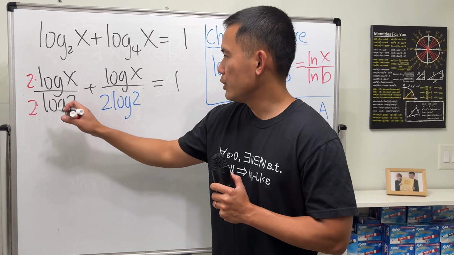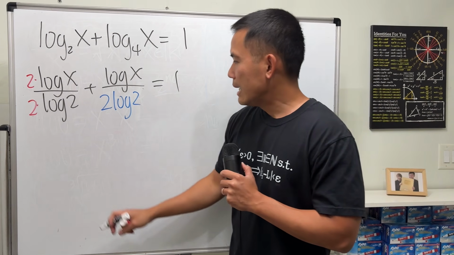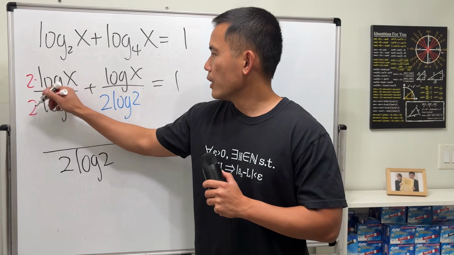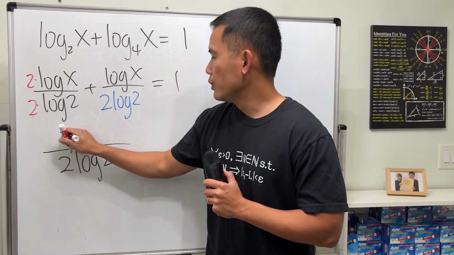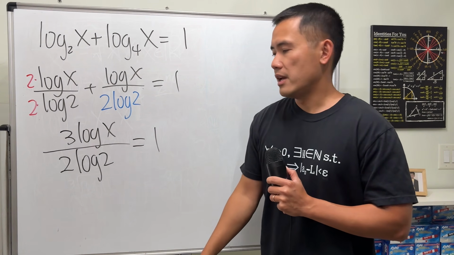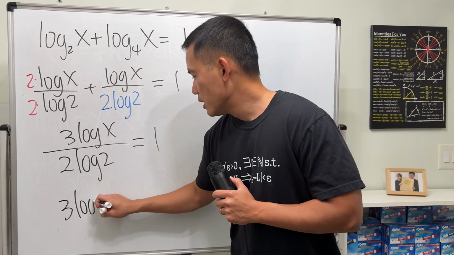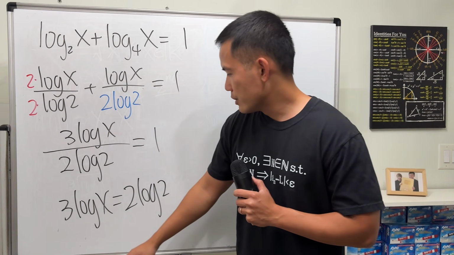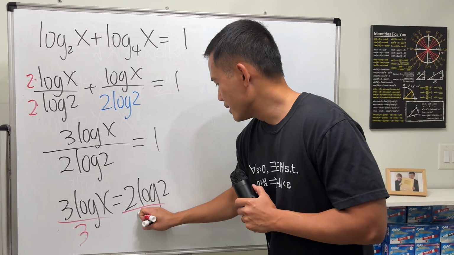And you can combine them, depends on how you want to approach it. I'm just going to put them together. The denominator is 2 log of 2. Well, the top, here we have 2 log of x plus 1 more log of x. So altogether, we have 3 log of x, and that's equal to 1. And then we can just multiply both sides by the denominator. So we get 3 log of x equals 2 log of 2. And then we can just divide both sides by 3. So let me just do that real quick.